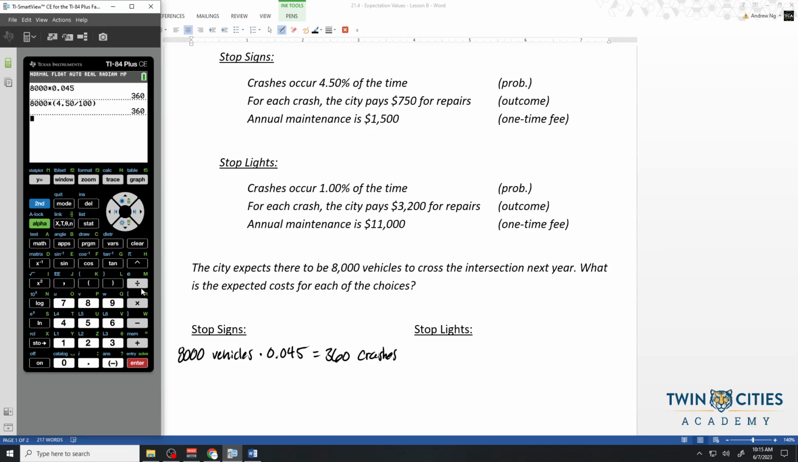All right, so for each crash, the city pays $750 in repairs. So that's going to be 360 crashes times $750 for each repair. So that's going to be 360 times 750. This is going to be $270,000.